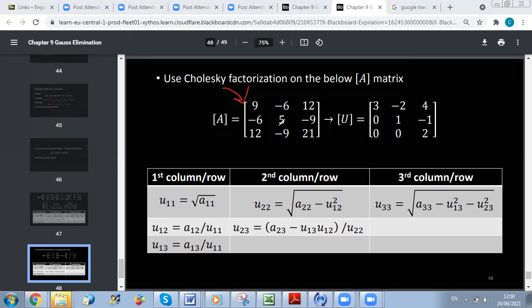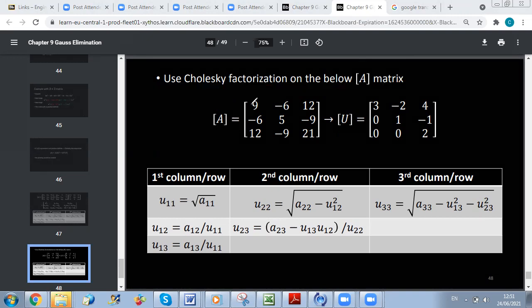If I just tell you to verify if this matrix can be factorized using the Cholesky method, then you should verify that it's symmetric and it is positive definite. If I don't tell you to verify this, then you can directly proceed, because I told you here to use Cholesky factorization for the below matrix. This means that of course this matrix should be symmetric and positive definite. So here, just to practice, let us make sure of these two properties.